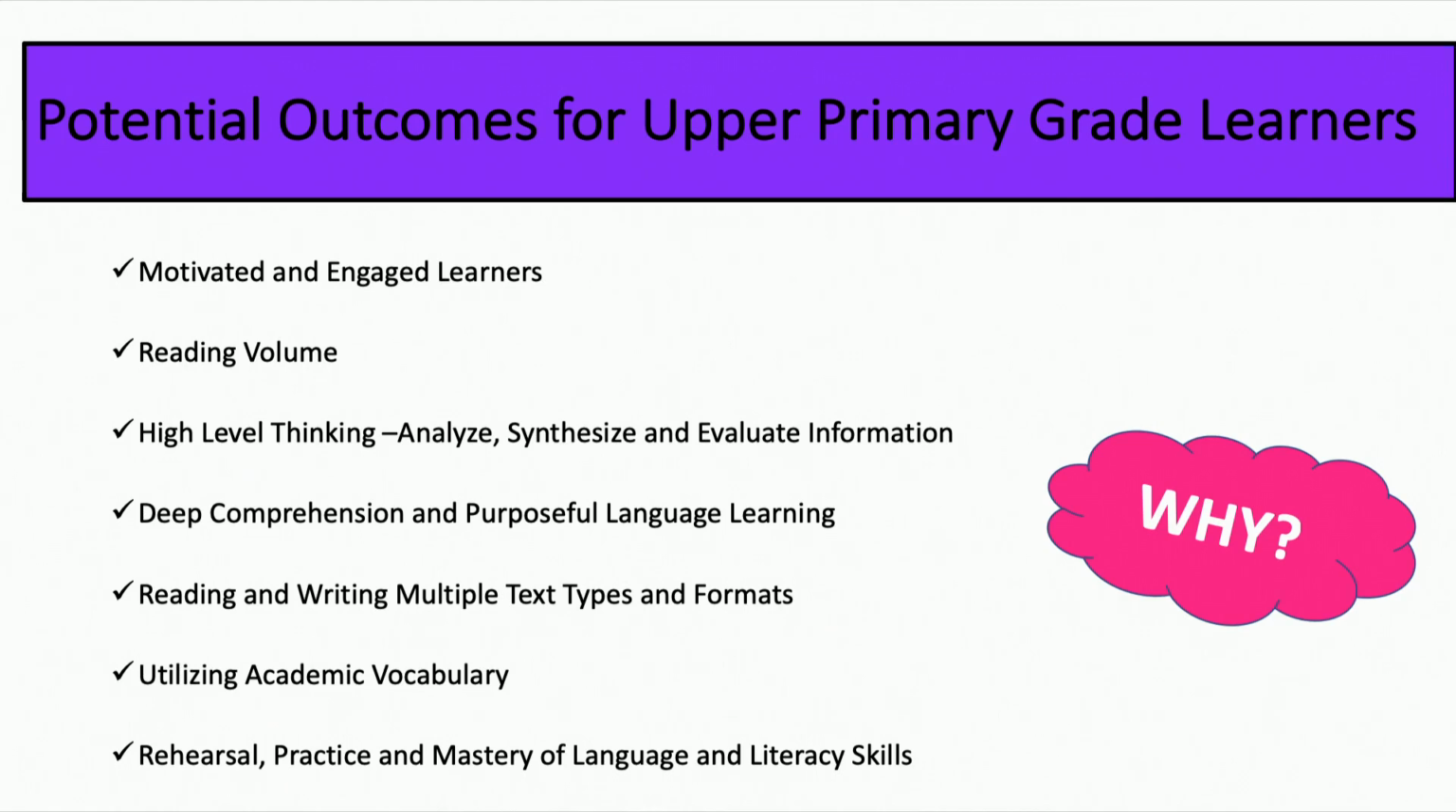In terms of why we would even think about these 3 areas: first of all, we want to have motivated and engaged learners. This notion of engagement is super important. We want to have more reading volume because as they progress through the middle grades into secondary, they have to have more exposure, and with more exposure to reading comes more access to language. There's higher level thinking, so students are analyzing, synthesizing, and evaluating information. We have deep comprehension and purposeful language learning.